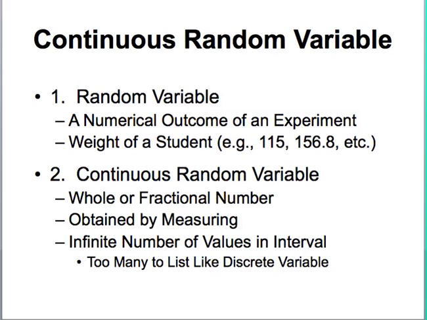During the first week of the course, we looked at continuous random variables and discrete random variables. We defined a random variable as a numerical outcome of an experiment, for example, the weight of a student. Now, a continuous random variable, we spoke in week 1 that these variables are obtained by measuring. These variables can be whole numbers or fractions, and we also said that the values would lie in a range.